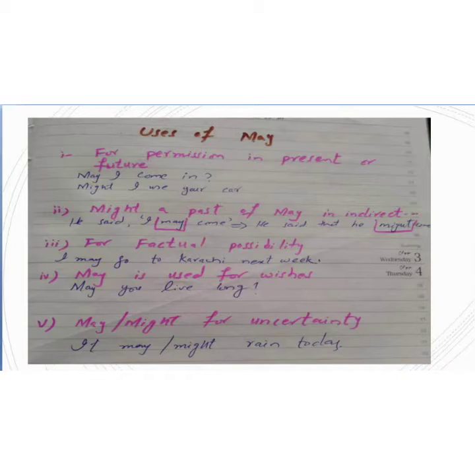It can be used for some factual possibilities, for your future plannings. I may go to Karachi next week. It means there is a possibility that is based on reality, that is not imaginary, that is a fact, that you have to go to Karachi next week. So it is your future possibility that is based on fact. So it can be used for future possibilities.